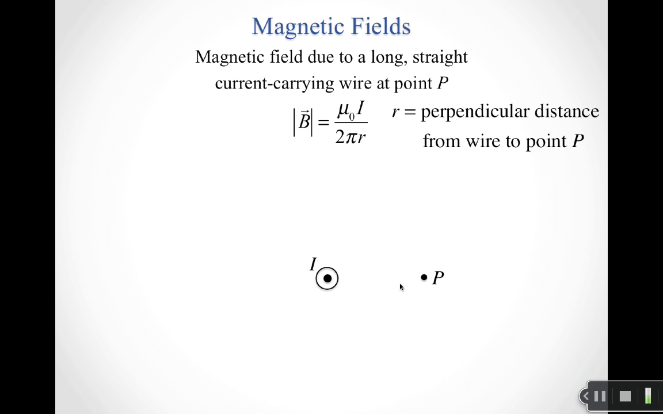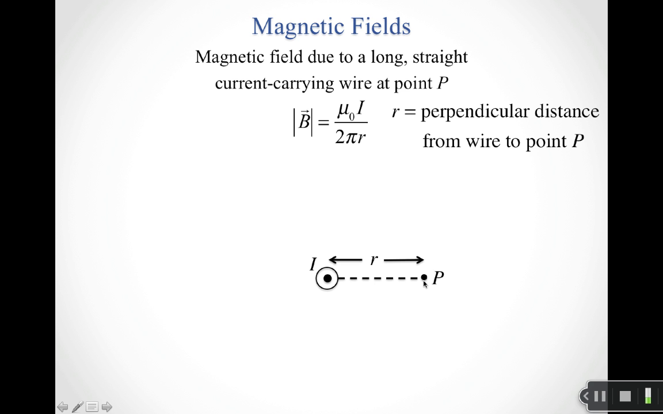So let's consider our long straight wire first. Here's a long straight current wire, but notice the way it's oriented. The dot tells me that I've got a current that's coming out of the page. Basically this is a long straight wire that runs in and out of the computer screen, where the current is flowing out towards us. I'm going to be interested in the magnetic field at a point P. The magnetic field due to a long straight current carrying wire at a point P is given by mu naught I divided by 2 pi little r, and this little r is the perpendicular distance from the wire to point P.